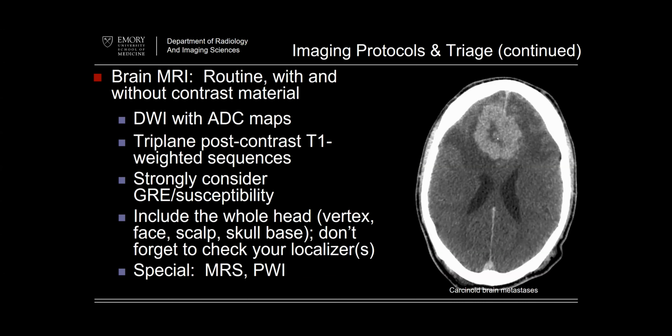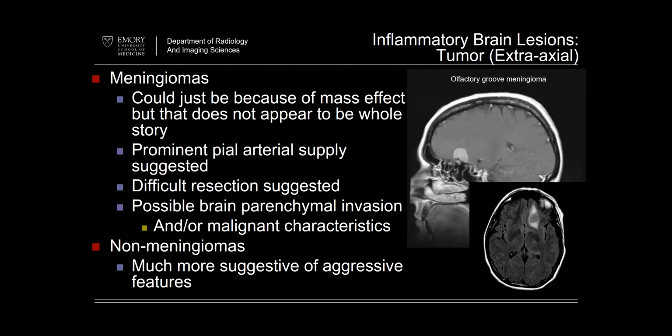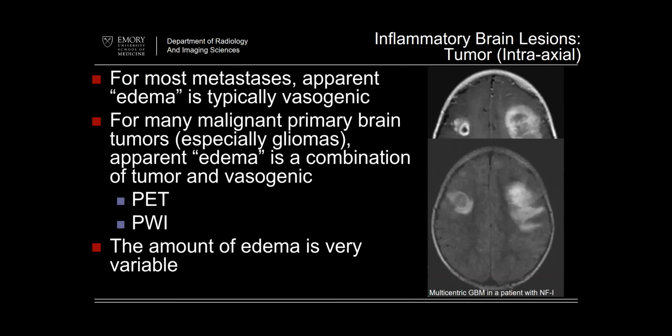Here's a patient with carcinoid brain metastasis, and you can see a ton of edema in those frontal lobes, very inflammatory, and this would be a vasogenic edema pattern. Yeah, so here's a patient with bilateral frontal tumors. This is a patient with multicentric GBM. This patient has NF1. And so, you know, you're going to have edema patterns, that kind of stuff.